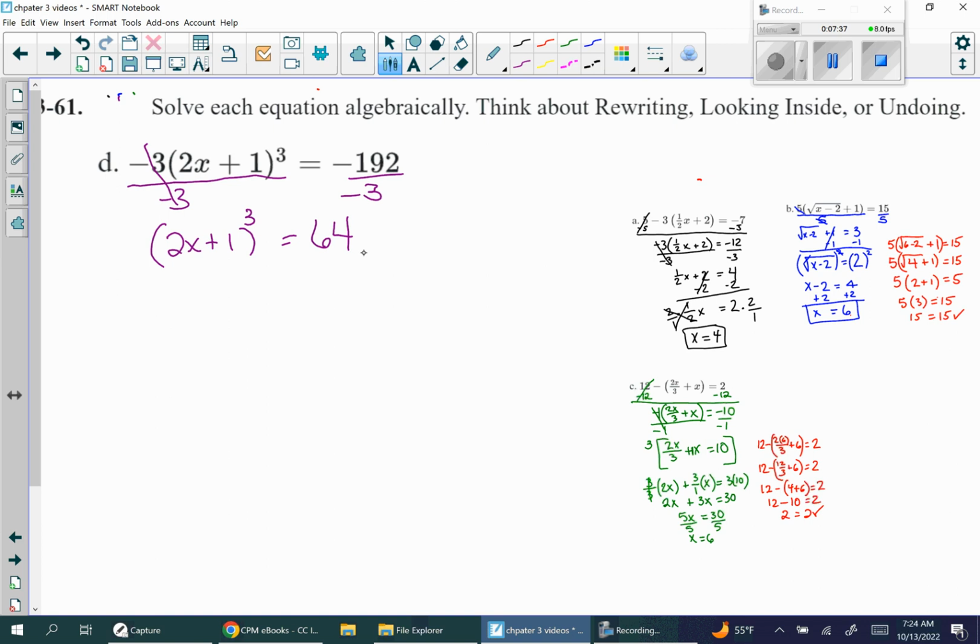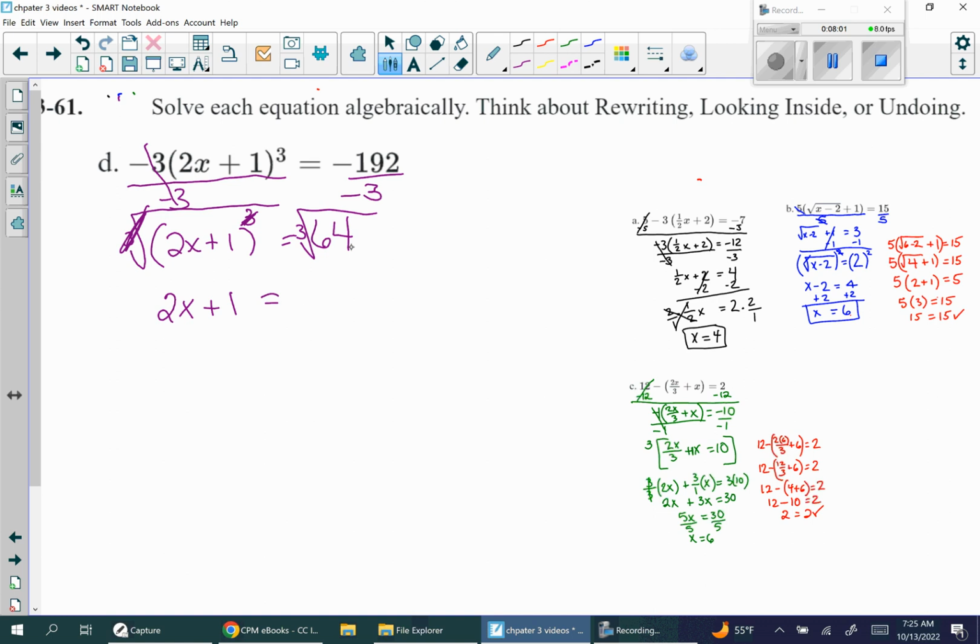Okay. Ooh, okay, so now that's kind of weird. How do you undo cubed? Well, I'm just going to take the cube root of that, but what I do to one side, I have to do to the other. So I have to take the cube root of 64 as well. So the cube here and my cube root cancel. Oh, how convenient. 2x plus 1 is all that's left.